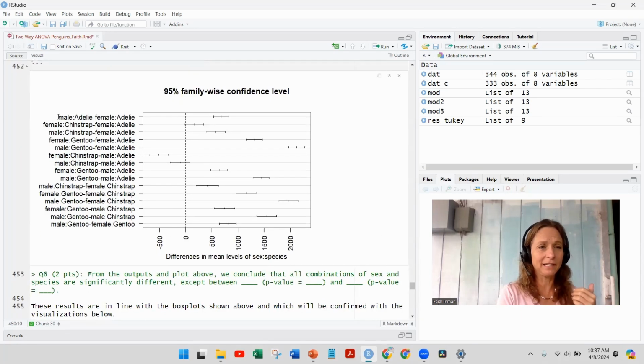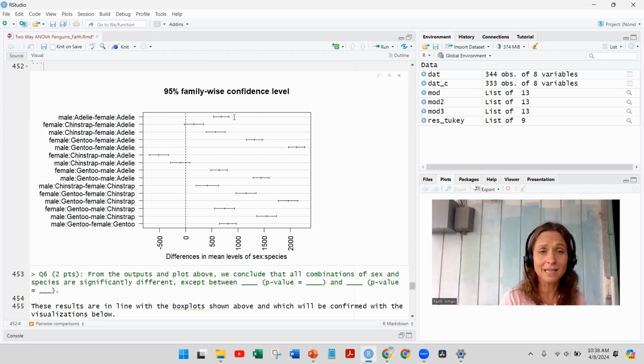So we can see male Adelaide and female Adelaide. If you just compare males and females of the same species, are they different from each other? Well, do those confidence intervals overlap the 0 dashed line? No. So they're different, right? That p-value is going to be less than 0.05 then, right? Now we compare female chinstrap to female Adelaide. The mean difference is in the middle and the confidence intervals on the side. Do the confidence intervals overlap that 0 dashed line? Yes. So they're not different. The female chinstrap is not different in body size from the female Adelaide.